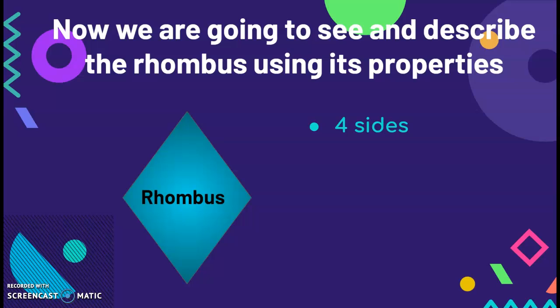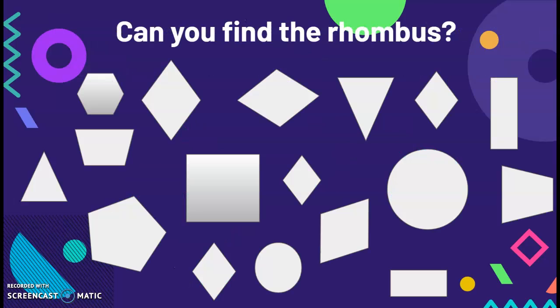Okay, moving on. Now we are going to discuss the rhombus using its properties. Now, look at the rhombus. It kind of almost looks like a diamond, doesn't it? So the rhombus has 4 sides. 1, 2, 3, and 4. The rhombus has 4 vertices. 1, 2, 3, 4. The rhombus also has 4 angles. 1, 2, 3, 4.